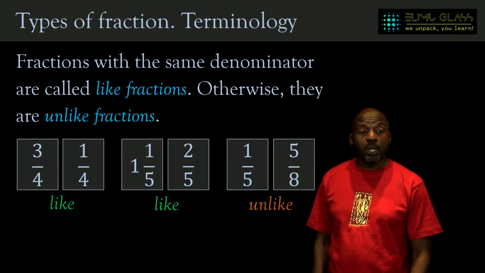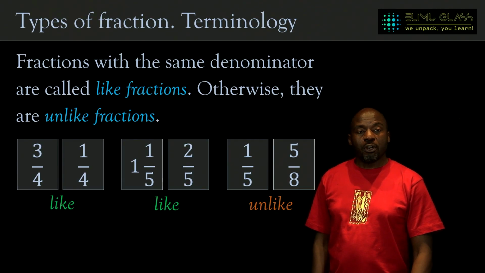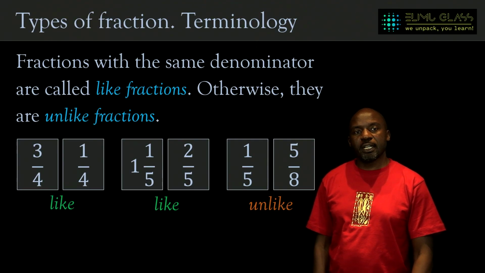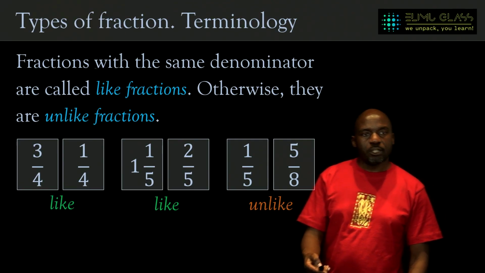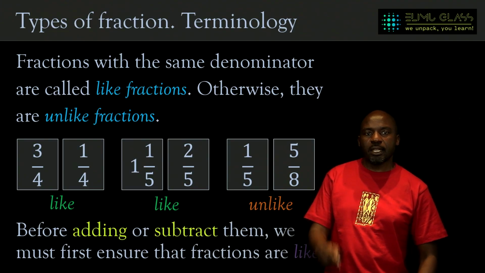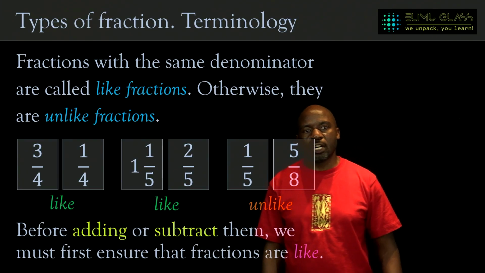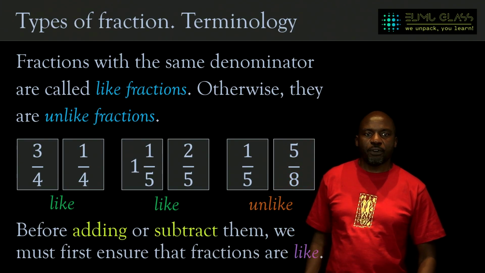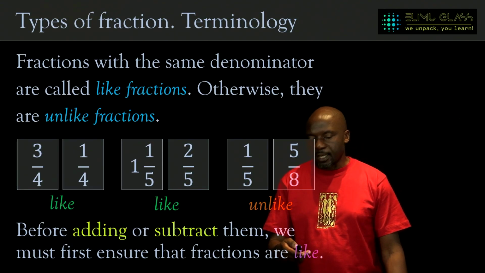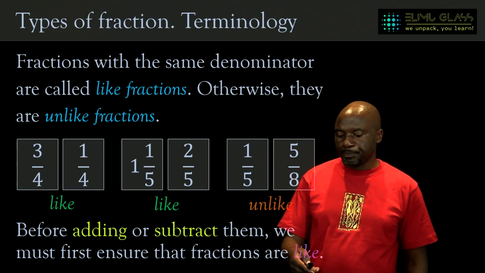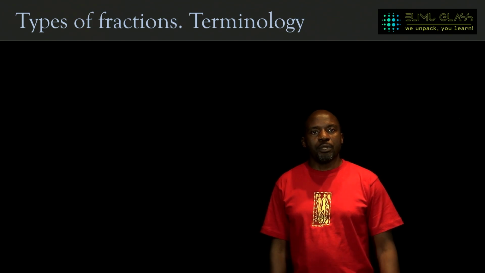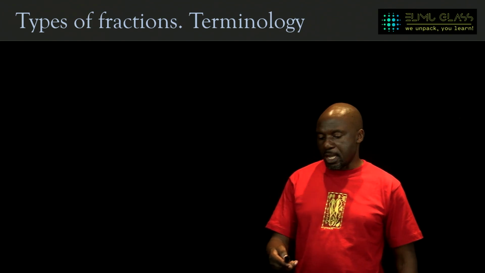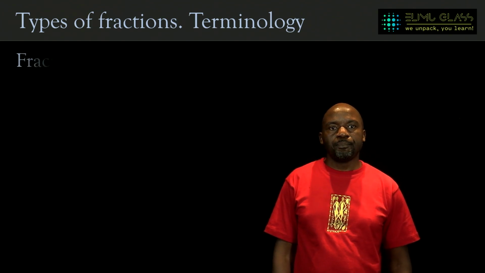But when the two fractions are unlike like that, then it is not straightforward adding them or subtracting them. And so you're going to have to take them through a process to ensure that the denominators are the same, and we are going to look at that shortly. Okay, so I'm going to write that there, that before adding or subtracting fractions, we must first ensure that they are like.